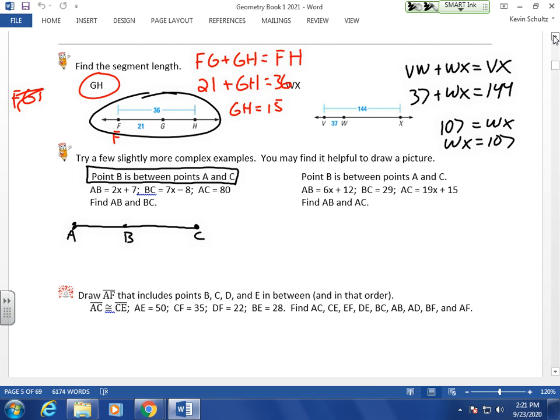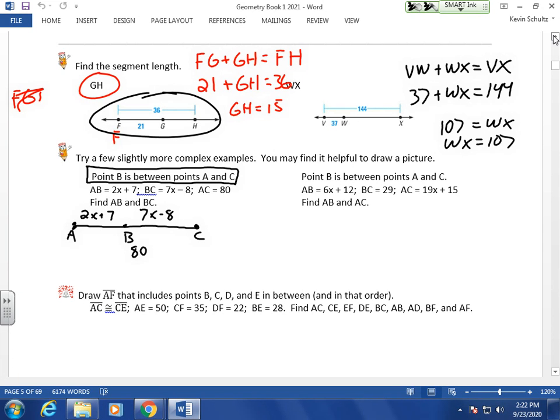Now, the measure of AB is 2x plus 7. That's given to us, so we can write it in there. The measure of BC is 7x minus 8. Again, that's given to us. And AC is 80. Okay.